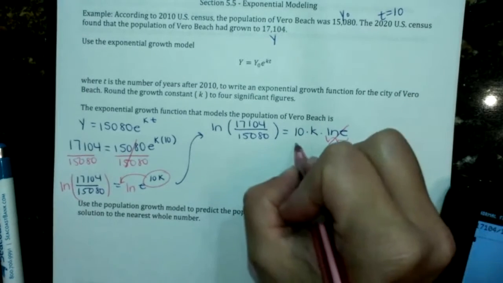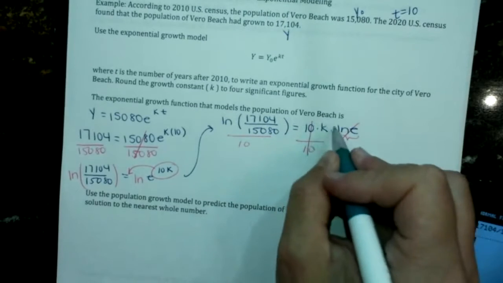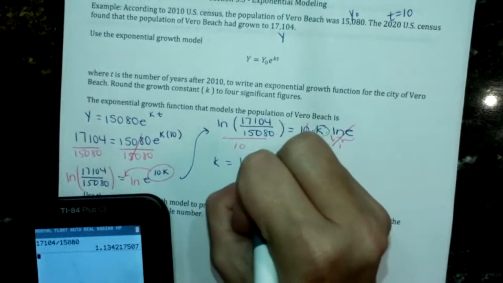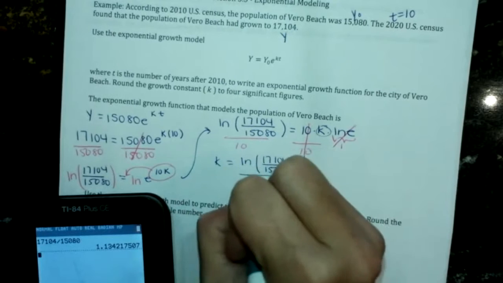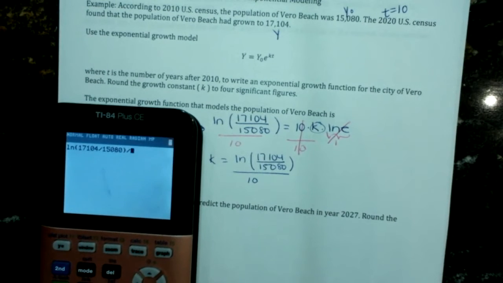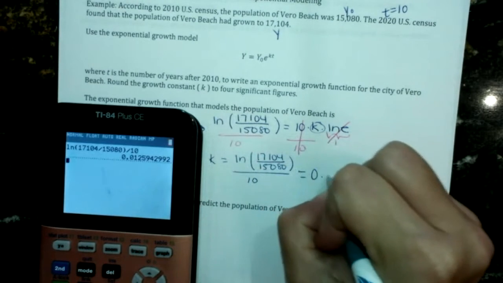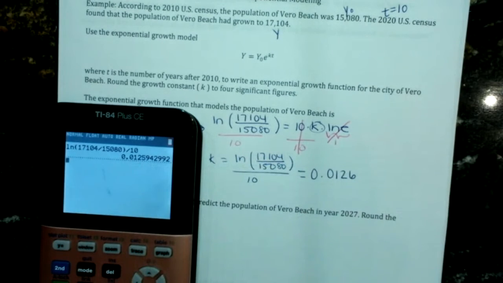So we're left with 10 times k. Getting k by itself, we can divide both sides by 10. So k equals the natural log of 17,104 divided by 15,080, all over 10. Let's plug this into our calculator. Natural log of 17,104 divided by 15,080, that's all we're taking the natural log of, so close your parentheses, divided by 10. It says round k to 4 figures, so 0.012, and then 59 will round up to 6. So that's our k.